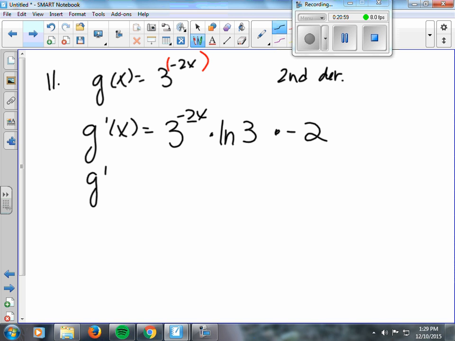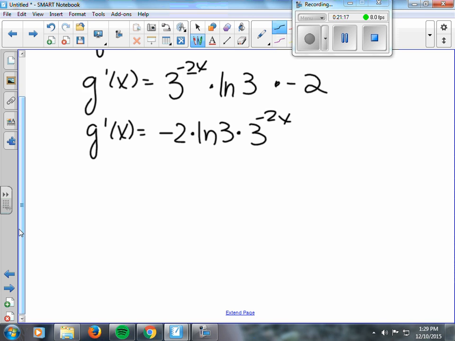Okay, I'm going to rewrite this a little bit. This is -2 ln 3 to the -2x. Okay, this does not need the product rule, but there's definitely some products up here. So what is the exception in that this does not need the product rule? You can do the product rule.